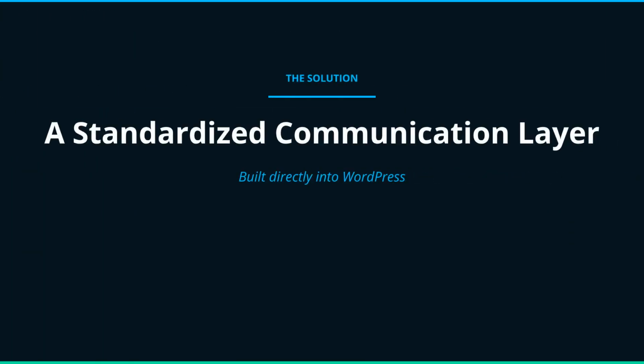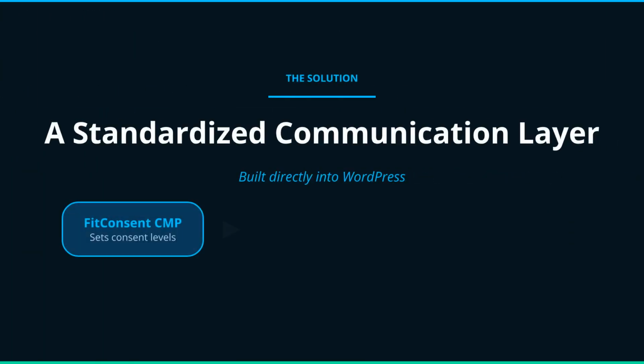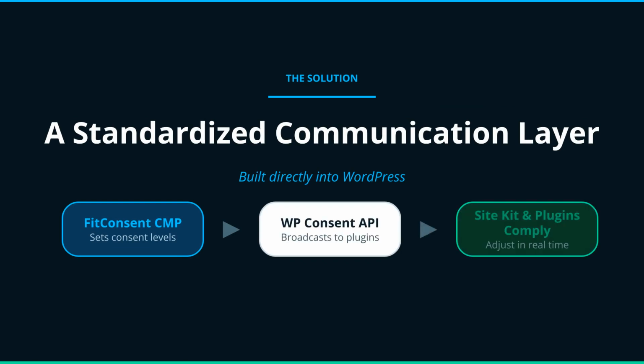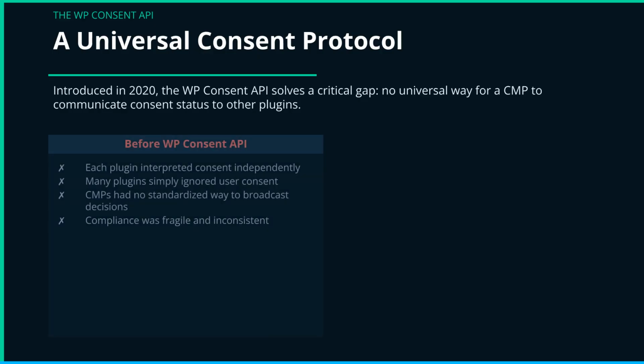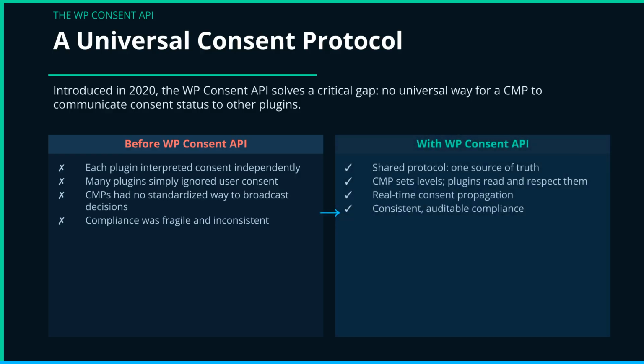That requires a standardized communication layer built directly into WordPress. What follows is a compliance audit of FitConsent's implementation of that layer. In 2020, the WordPress community introduced the WP Consent API, a standardized protocol developed to solve a critical gap. There was no universal way for a CMP to communicate consent status to other plugins. Each plugin was interpreting consent independently or ignoring it entirely.